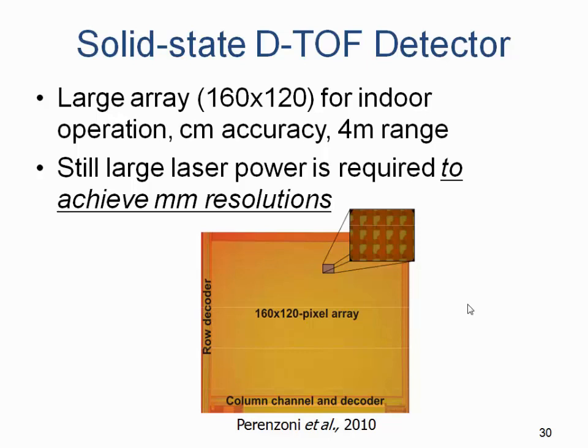They built a 160 by 120 pixel sensor with an accuracy of the order of centimeters and a 4-meter range. So essentially the whole power was in check, but you still have the problem of needing a very large amount of power to obtain millimeter resolutions. This is a photograph of the chip, published in 2010. So I think we need another idea.